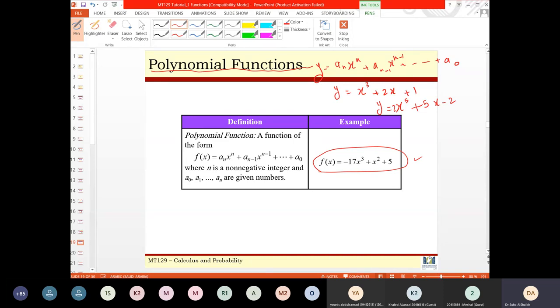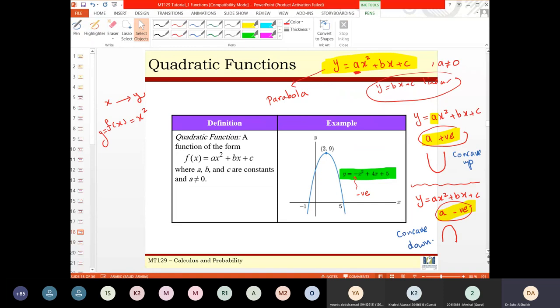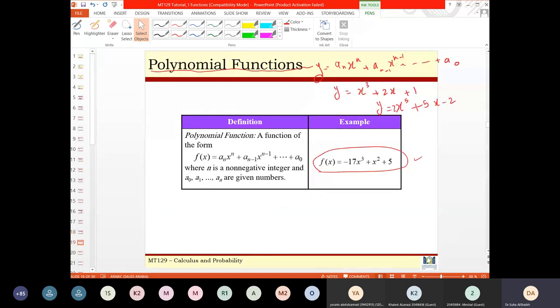Which last one, Tahani, which last one are you asking about? This one here? Parabola? Quadratic? Polynomial? Yeah, here it is.